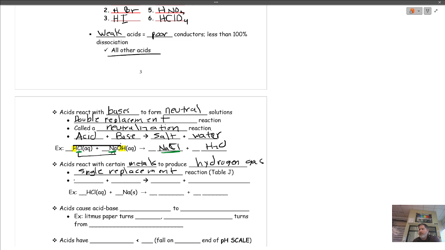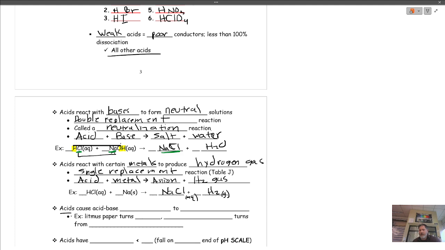The overall formula for this is you add an acid to a metal, and you'll always produce the same two things. It's sort of nice. You'll produce an anion, but you'll also produce hydrogen gas. For example, we have HCl, we have sodium metal. If you mix those two, you're going to get NaCl, and you'll get hydrogen gas. And this should be aqueous.